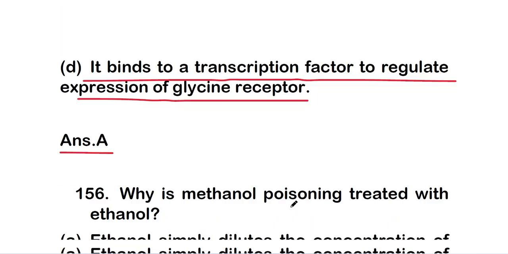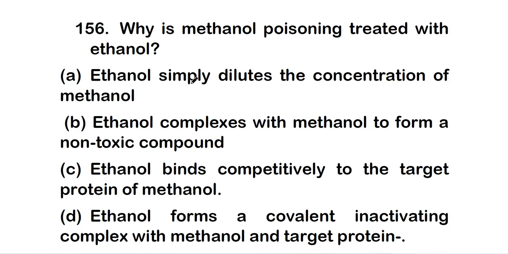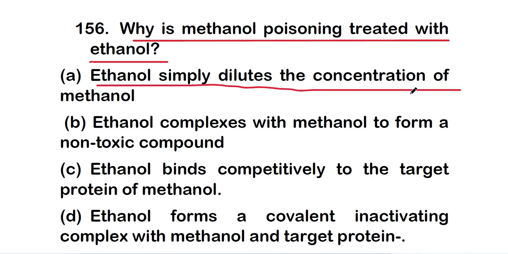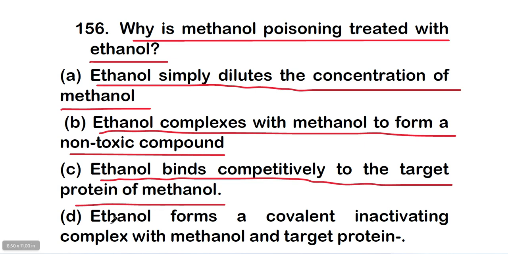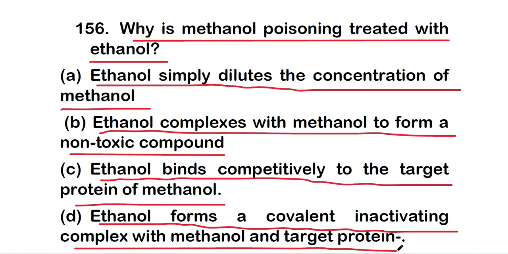Okay, so the next one is 156: why is methanol poisoning treated with ethanol? Options are: option A, ethanol simply dilutes the concentration of methanol; option B, ethanol complexes with methanol to form a non-toxic compound; option C, ethanol binds competitively to the target protein of methanol; option D, ethanol forms a covalent inactivating complex with methanol and target proteins.